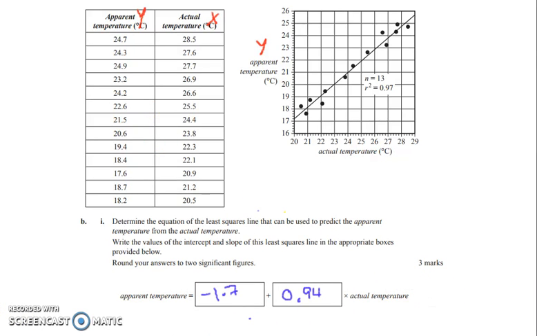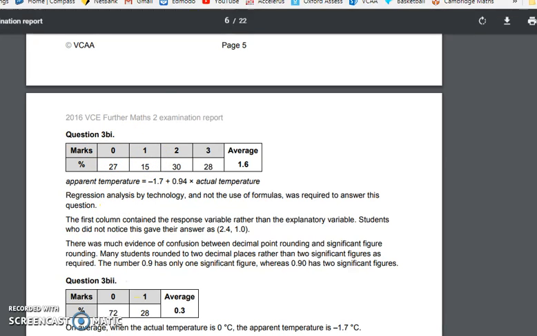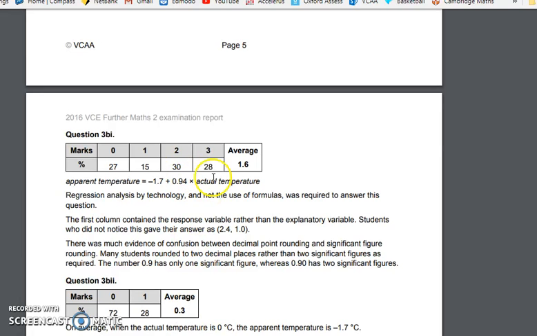If we have a look at the assessor's comments, this question was done very, very poorly. Only 28% of the cohort managed to get the full 3 marks. And as I said at the start of the video, a lot of these marks, I believe, down here would have come from people just looking at the question, putting the first list in as their X and the second list as their Y, and hence getting the wrong marks there. So looking back, only 28% of the cohort got the full 3 marks.